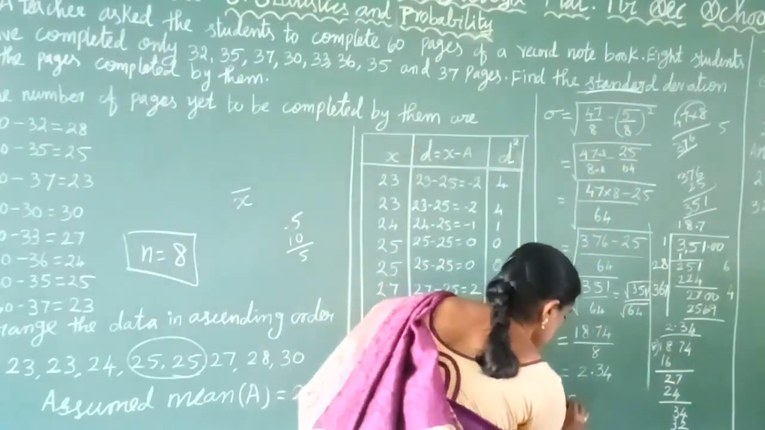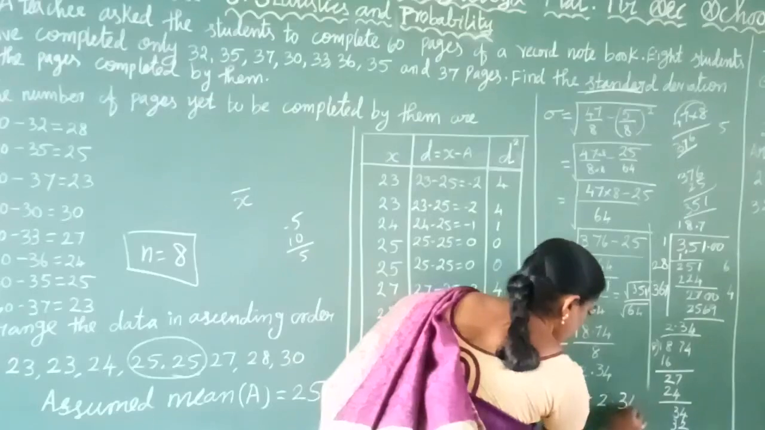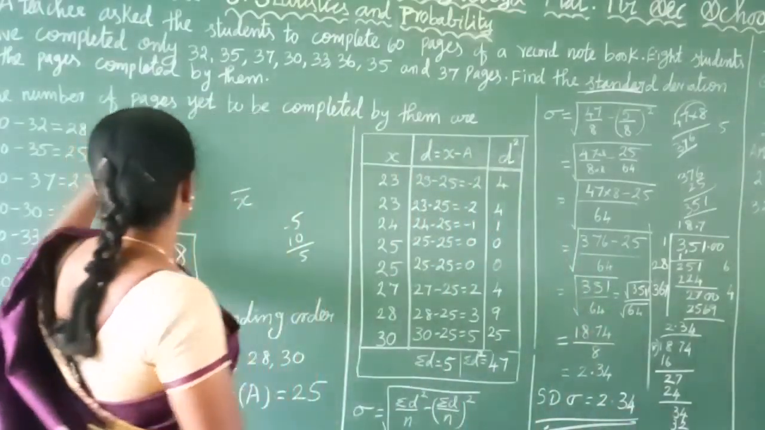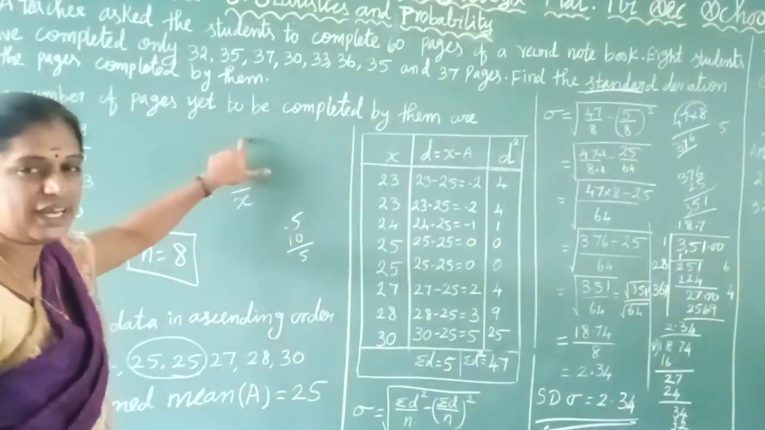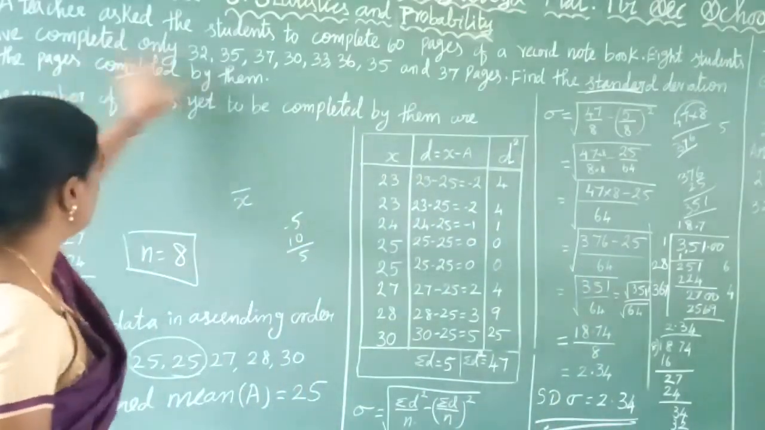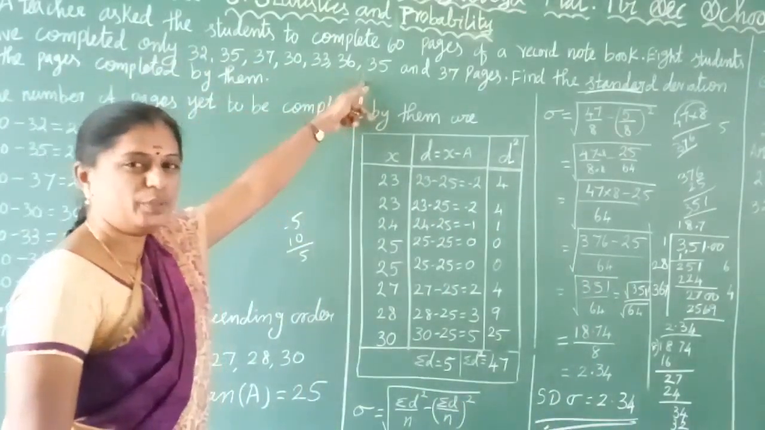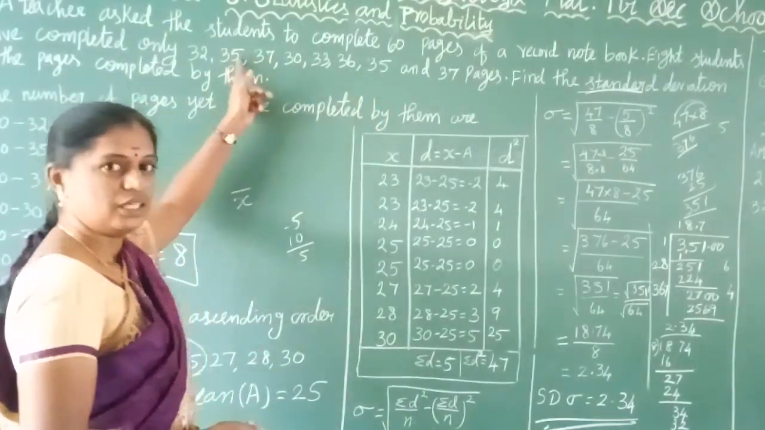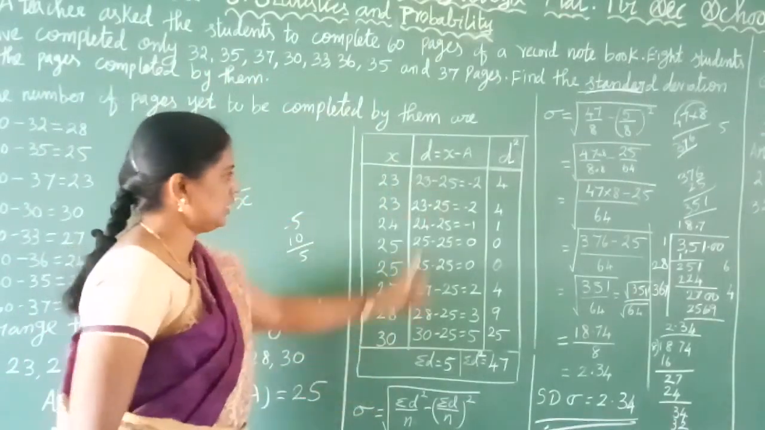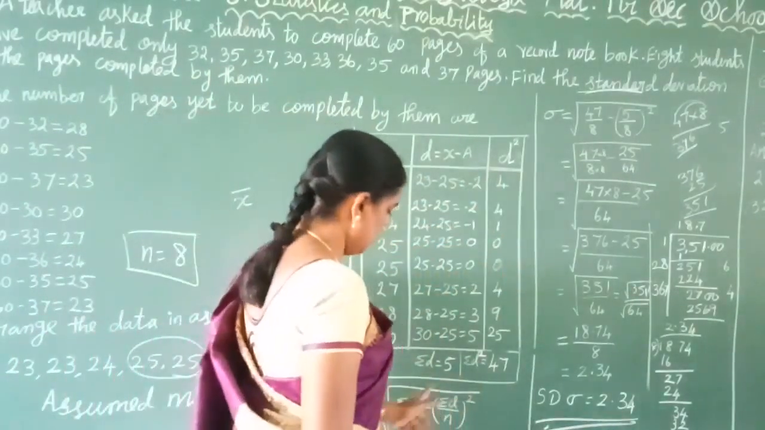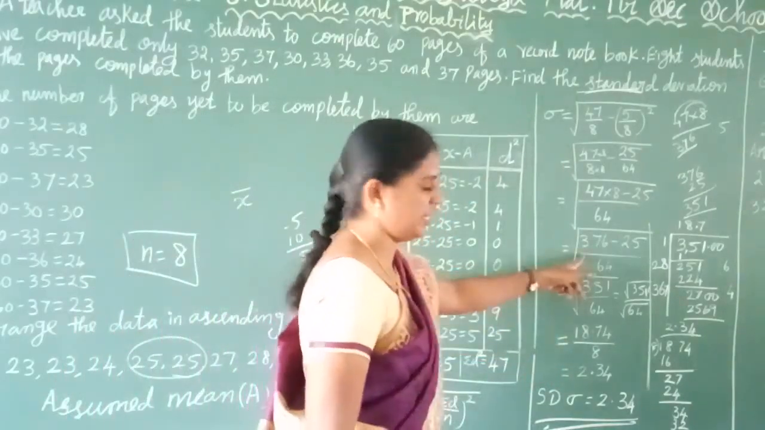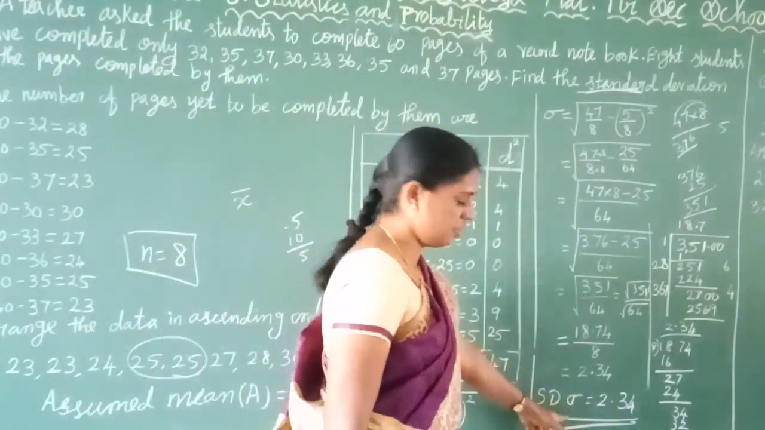Standard deviation sigma is equal to 2.34. Clear? So here, how many pages are yet to be completed is asked. So don't take the given pages. How many pages you want to complete means 60 pages minus completed pages. That one you take, that is x and d square, and apply the standard deviation formula and simplification. Take the square root carefully and do ordinary division.